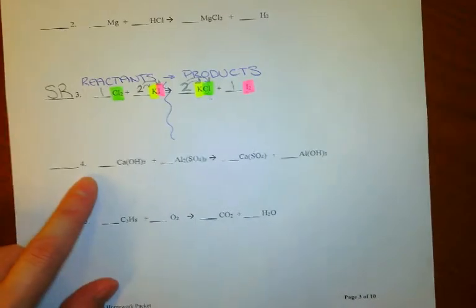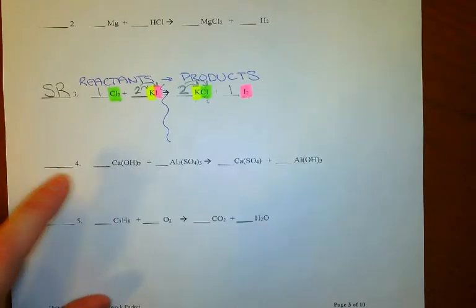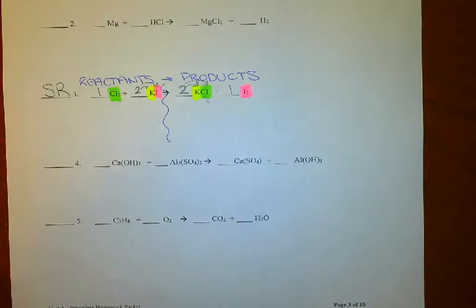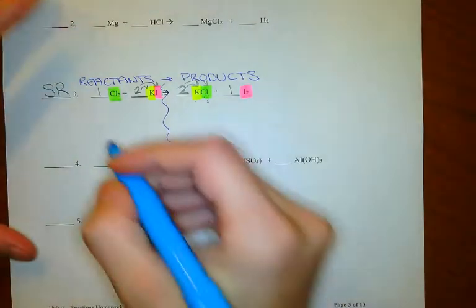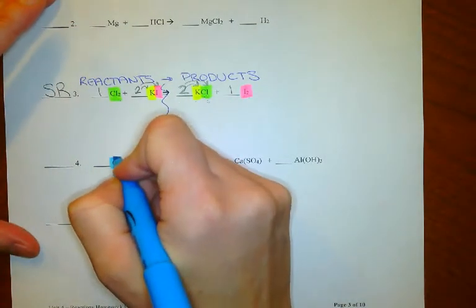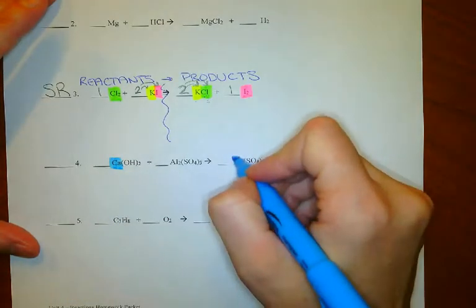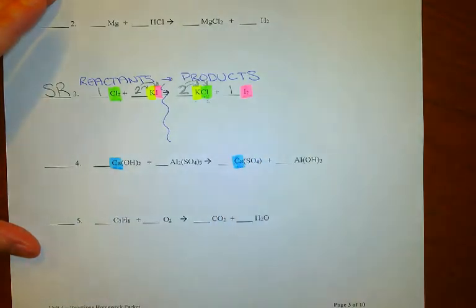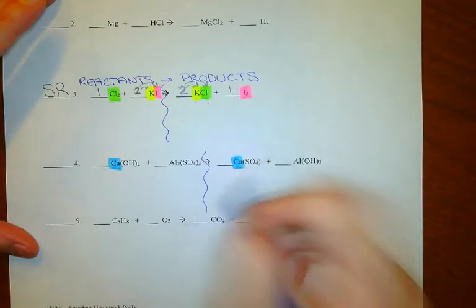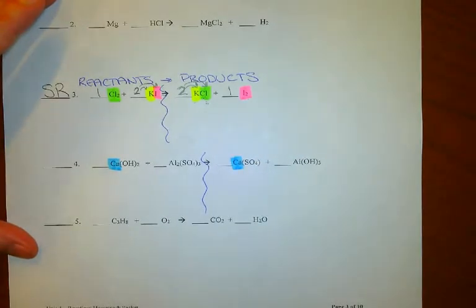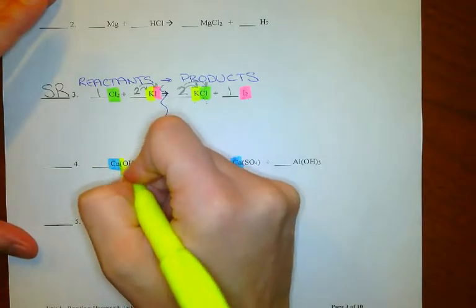Let's go ahead and move down to number 4. Number 4 looks a little bit more intimidating, so be careful and watch how we color it. I'm going to start with blue this time. So I'm going to make my calciums blue. I've got a calcium there. I also have calcium here, so blue on each side. I'm going to divide my reactants from my products. I'm going to go ahead and make hydroxide my yellow.